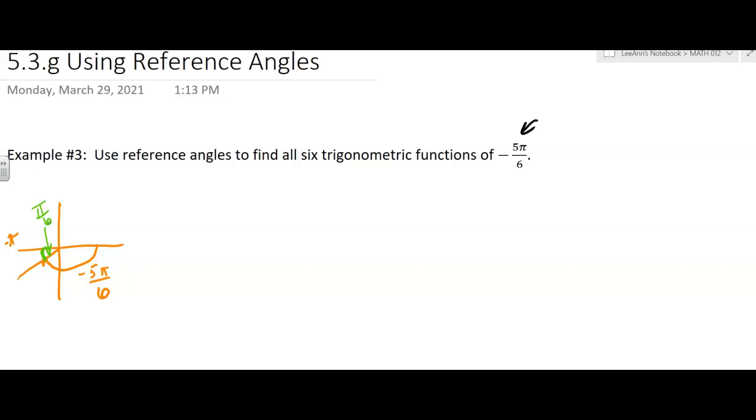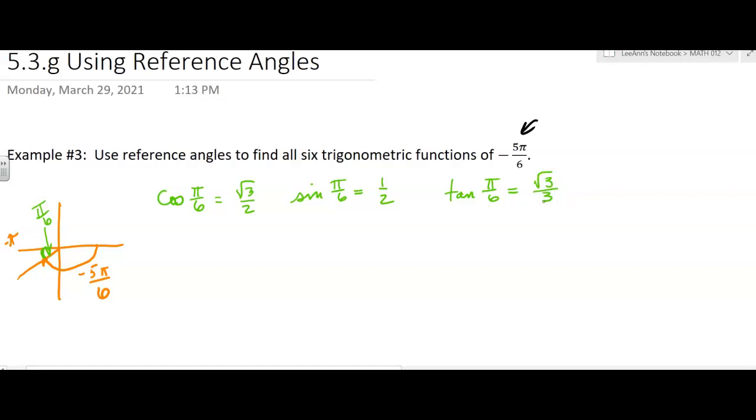So now what we're going to say then is the cosine of pi over 6, we know that. It's the square root of 3 over 2. It's on the chart. The sine of pi over 6, that's the one I always try to remember, is 1/2. And then the tangent of pi over 6 is the square root of 3 over 3.